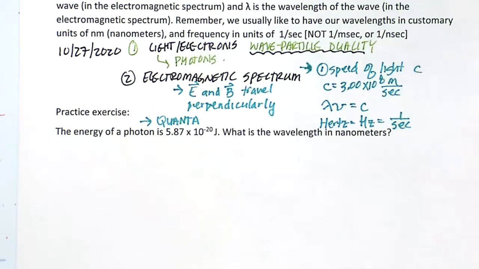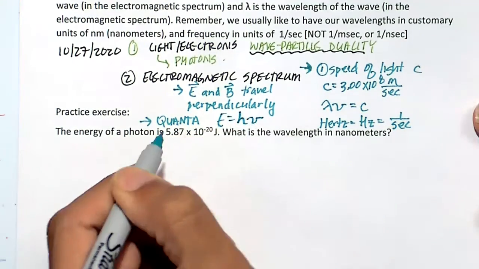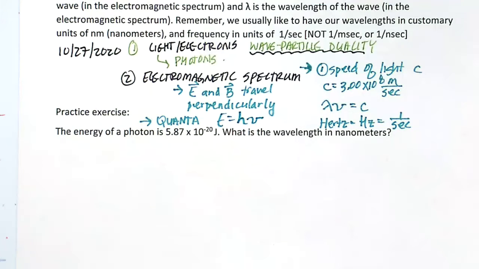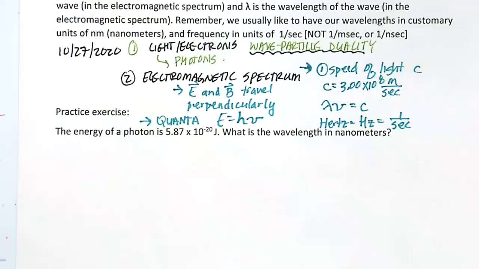That energy comes in the form of quanta. The energy equation is this: E equals h times v. The energy comes in the form of a quanta, which is like a packet of energy. You think of stadium steps. And h is Planck's constant. I'll give you that on the exam. v is frequency. Frequency is in hertz.